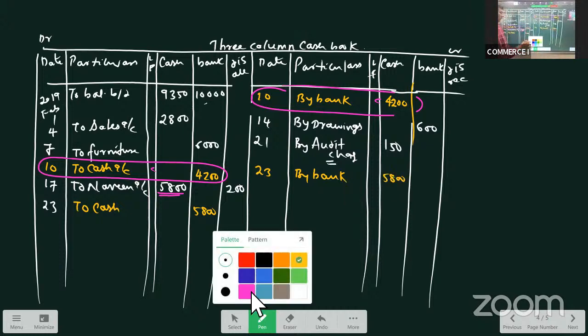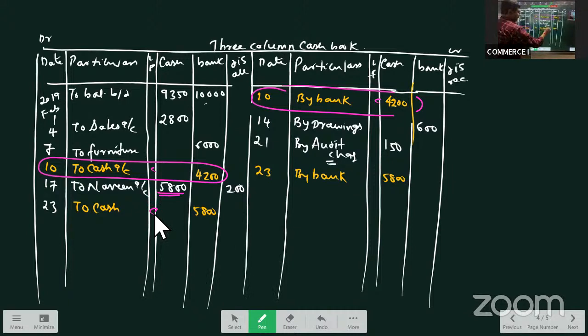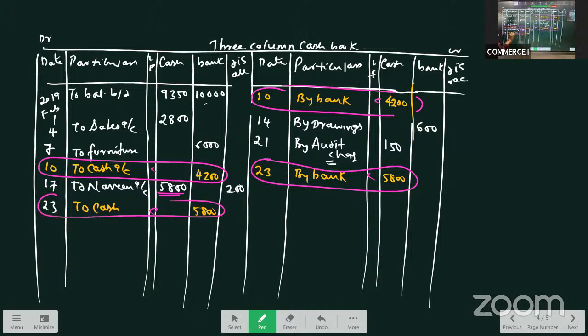So very good. Write C in the column to denote that it is a contra entry. You don't encircle like this. What I'm doing is for you to understand it. I'm highlighting. You don't have to do all this. You just write the letter C in the left column. Okay.